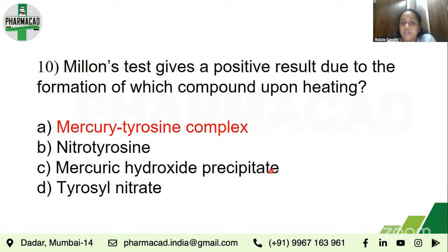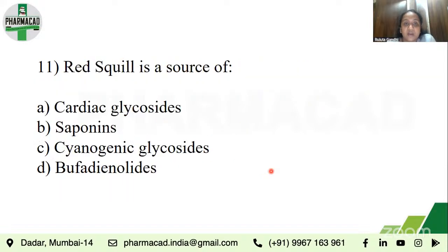Mercury tyrosine complex. Red squill is the source of what? So squill कौन से उसमें आता है ये पता होना चाहिए. Is it a cardiac? Is it a saponin, cyanogenic, or is it a bufadienolide? Bufadienolide is also a type of cardiac. So they have given it specifically. So answer, but is it under that? That is the question. Or is it under saponin? That's the question. So answer to this is very specifically they have given bufadienolide.